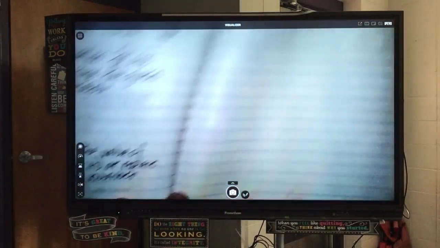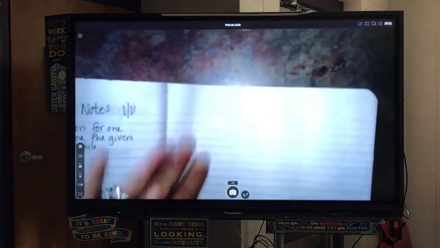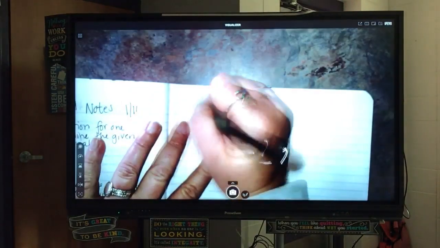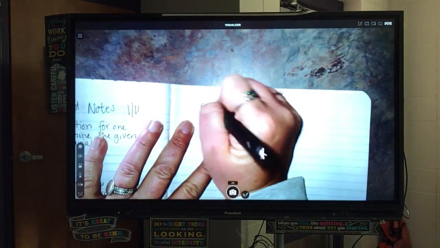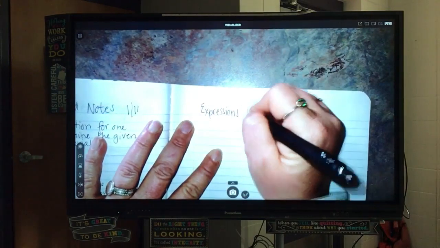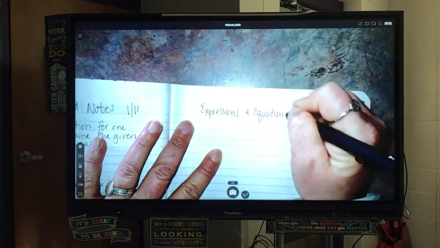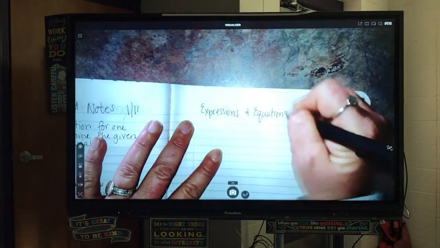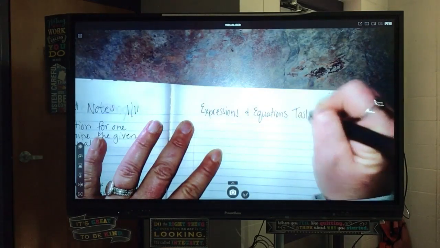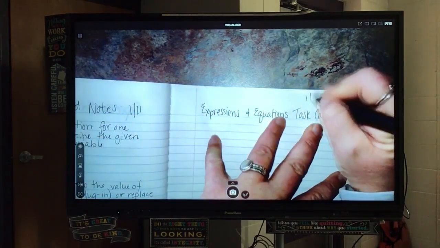Alright, slide over in your notebook to the next blank left page. Sorry, right. I have the worst migraine today. I think it's cutting off circulation to the brain. Expressions and equations, task cards. And then today's date, which is 1/11.